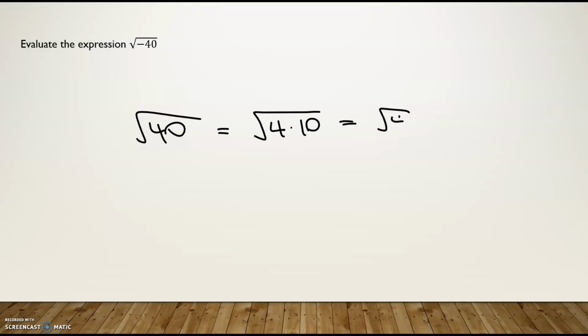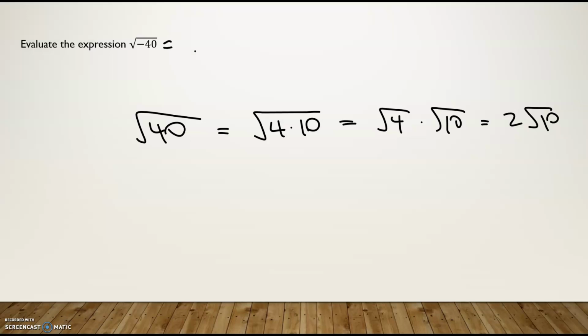Okay, now evaluate the expression square root of -40. So let's look at the square root of 40. We could write that as 4 times 10. So that's going to be the square root of 4 times the square root of 10, which is 2 square root of 10. Okay, now let's look at -40.